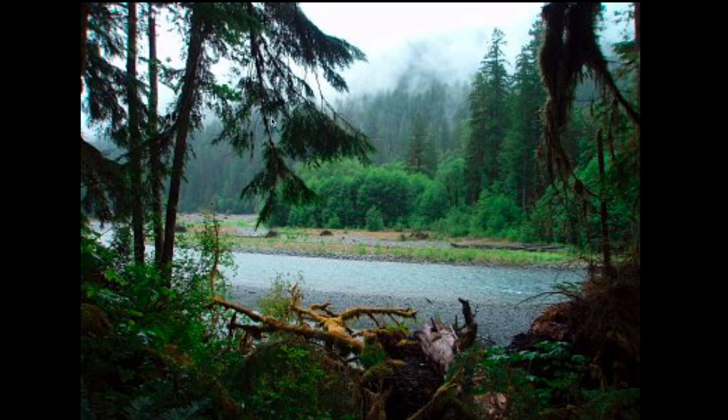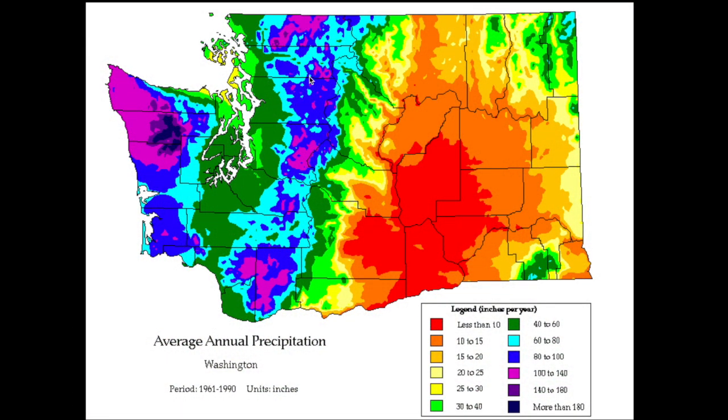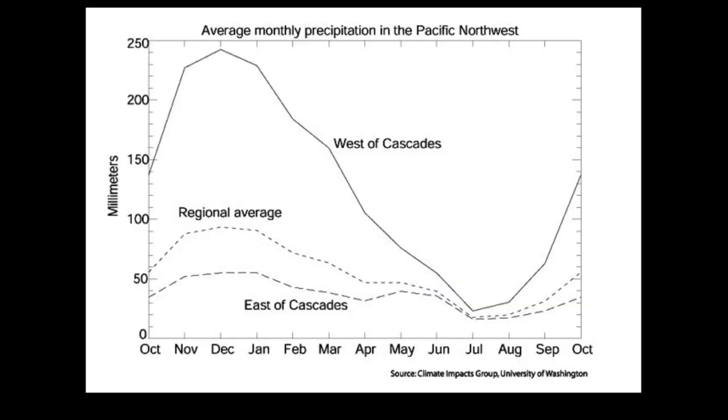This is kind of typical of what it's like, where it's overcast and drizzly and rainy. This is the Hoh River, which is one of my favorite hikes. I love this. Again, what we have in Western Washington is a lot of rain, especially in the Olympics and along the Cascades. Washington is well known for having a lot of rain. But you know what? In the summertime, we are as dry as anywhere else. This is a little secret about Northwest weather.